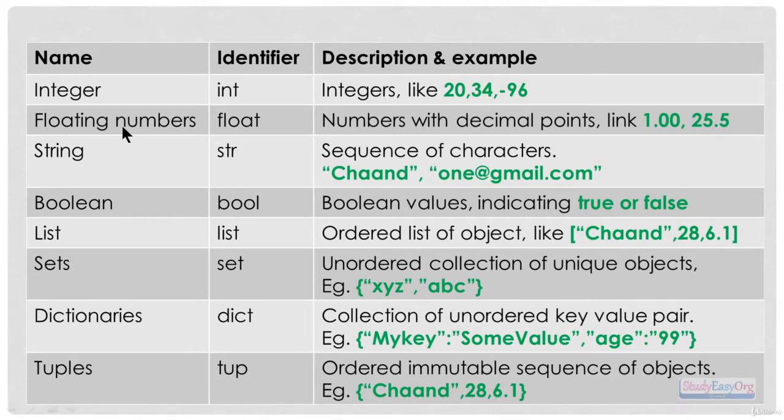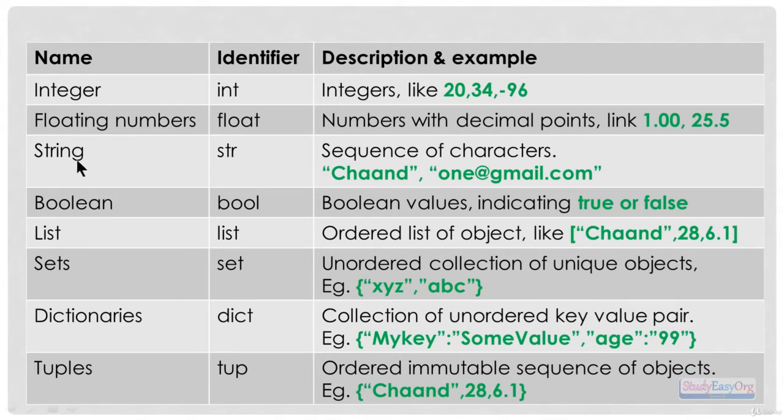Then we have floating point numbers. These are numbers with a decimal point. For example, 1.00, 25.5 or minus 9.3. Any number with a decimal point is a floating point number.